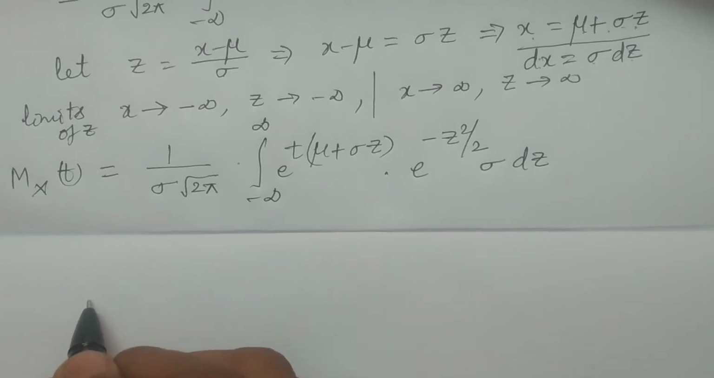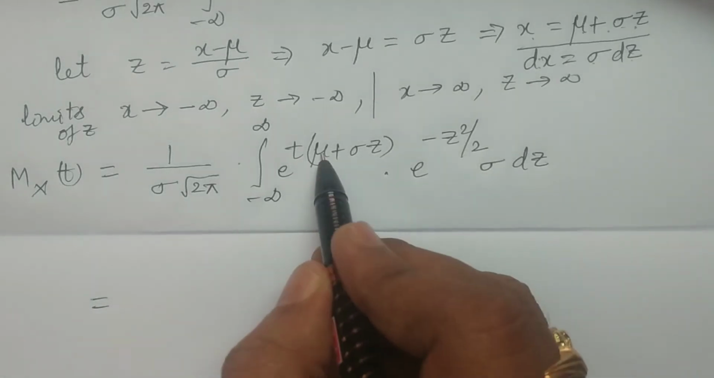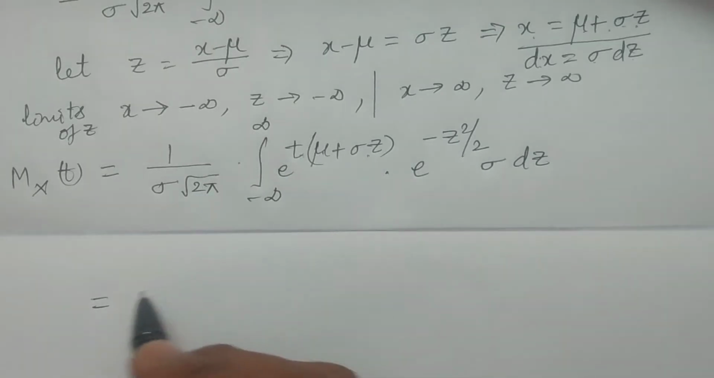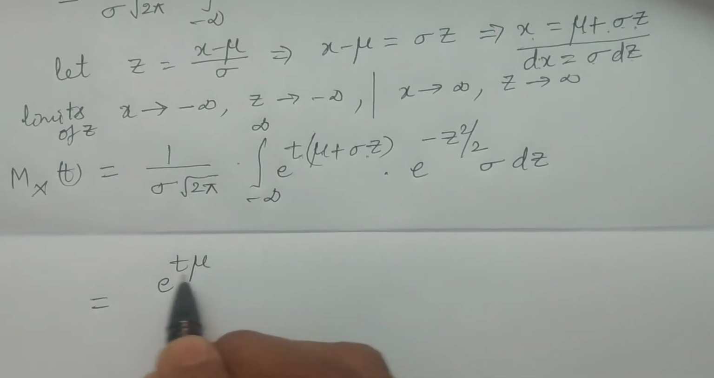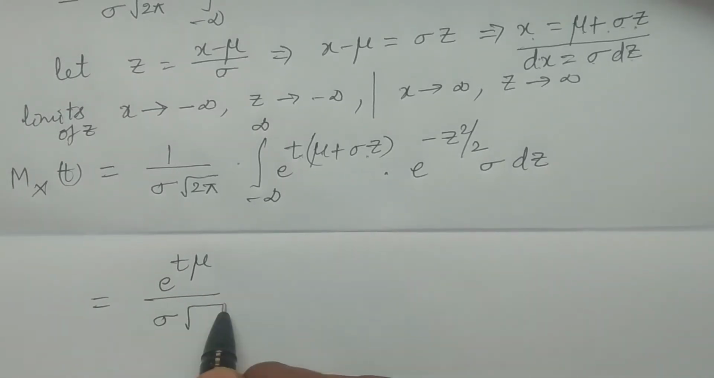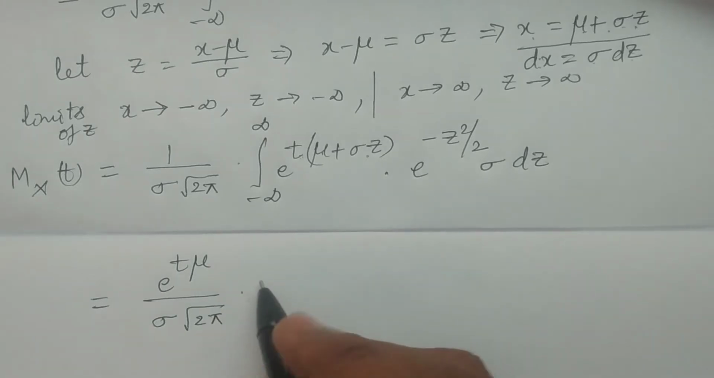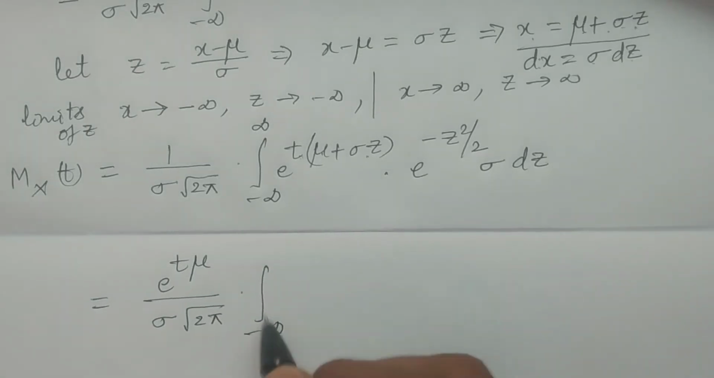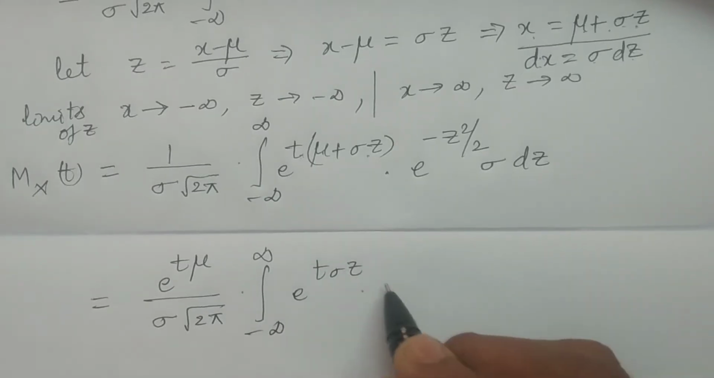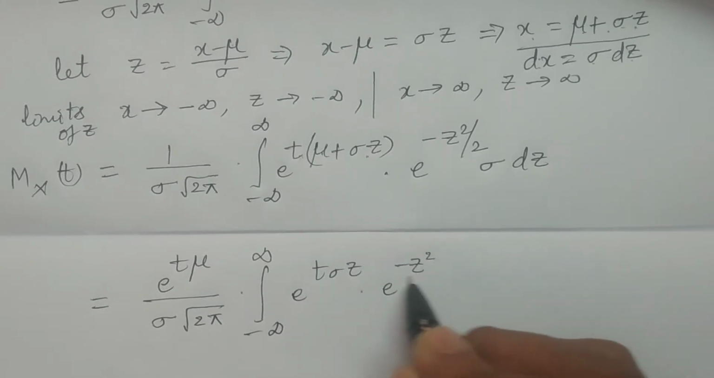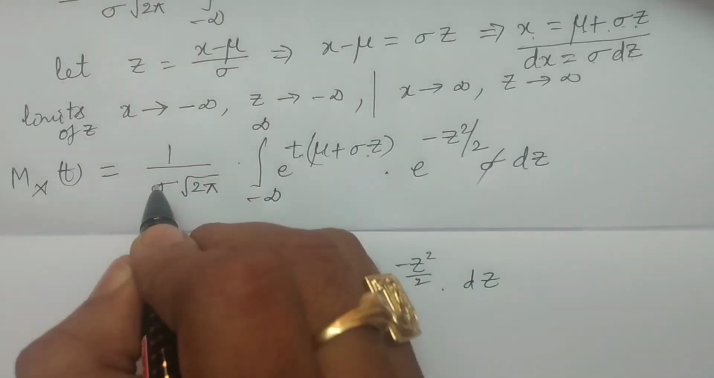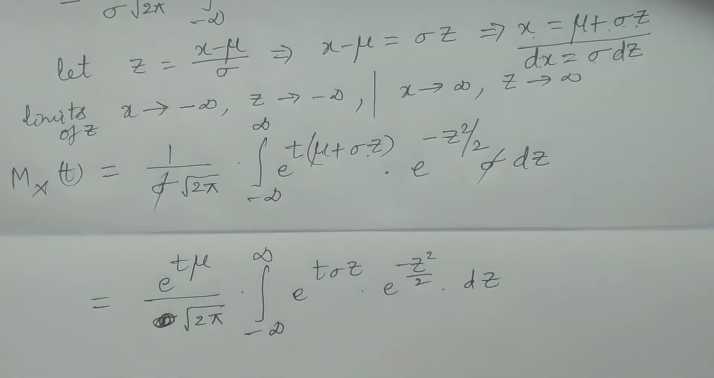Further continuing, you see here e power t mu, e power t sigma z. So e power t mu I am taking outside, t is constant, mu is constant. So e power t mu divided by sigma root 2 pi into the integral from minus infinity to infinity of e power t sigma z into e power minus z square divided by 2, times sigma dz. We can cancel sigma, so therefore there is no sigma here.